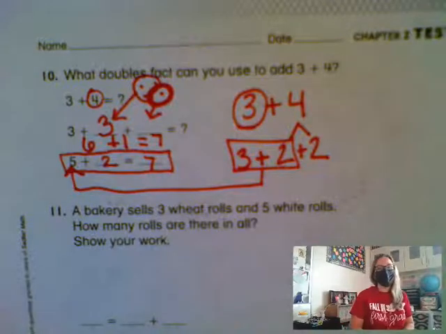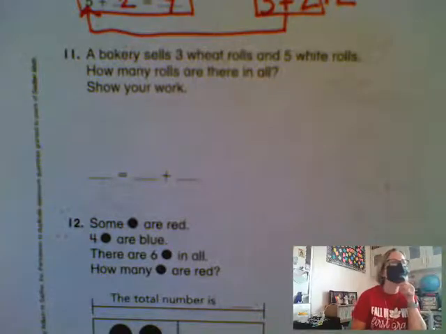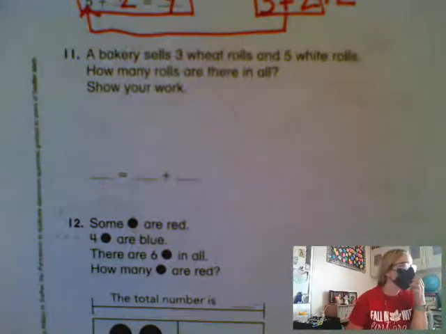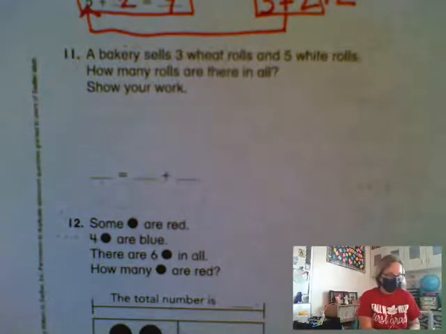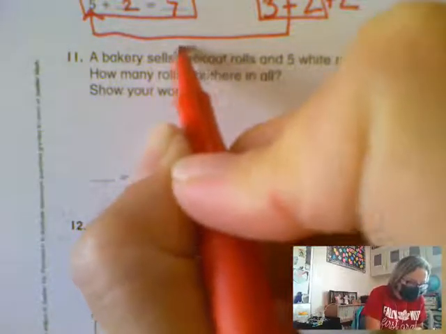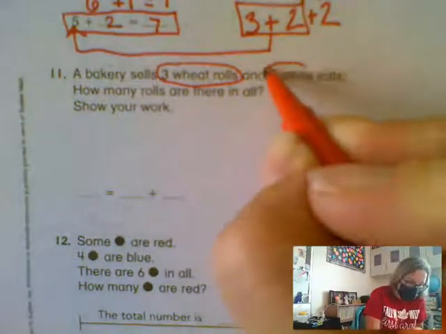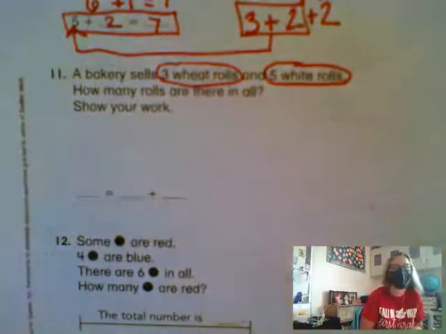All right, let's look at number 11. This is a word problem. Remember the steps for a word problem. It says a bakery sells 3 wheat rolls, and 5 white rolls. Make sure you circle those numbers.